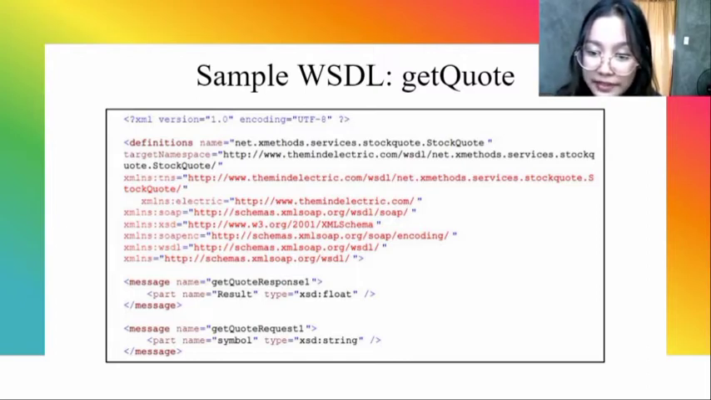The part specifies the function parameters. In this case, we specify a single symbol parameter. For the response, the part specifies the function return value. In this case, we specify a single result return value.